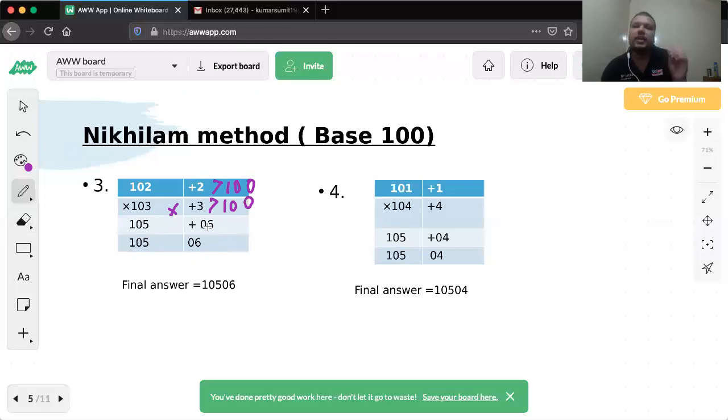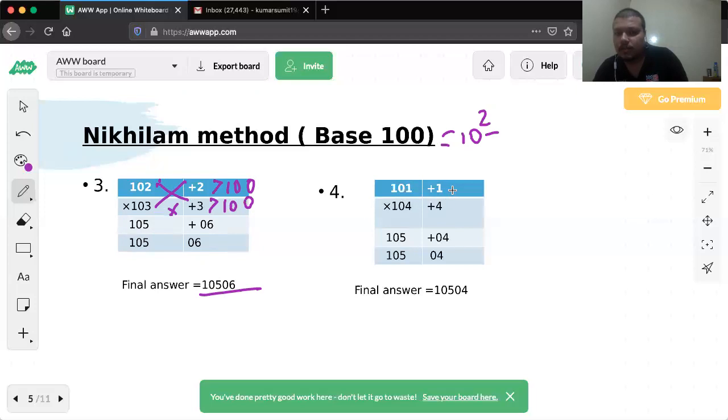Why? Because the base, or the Nikhilam, here is 100. 100 is, as I told you, 10 to the power of 2, so we need 2 digits on the RHS. Fine. So plus 2 into plus 3 is 06. Again, on the LHS, we do cross addition: 102 plus 3 is 105, 103 plus 2 is 105. We combine the LHS and RHS and we get the final answer as 10506. It is that easy, guys. Fun, right? No problem at all, guys.